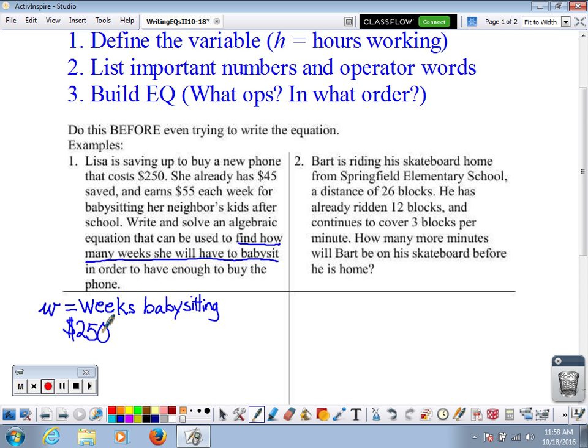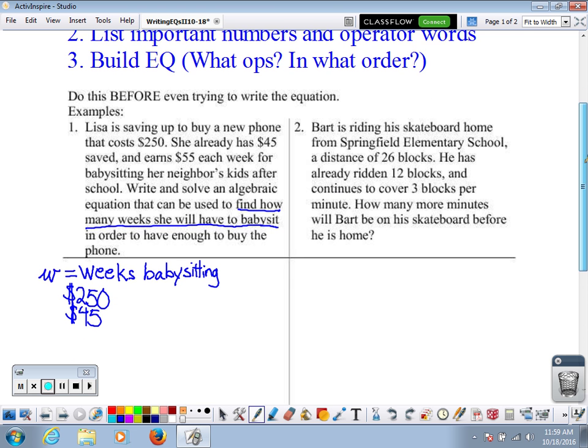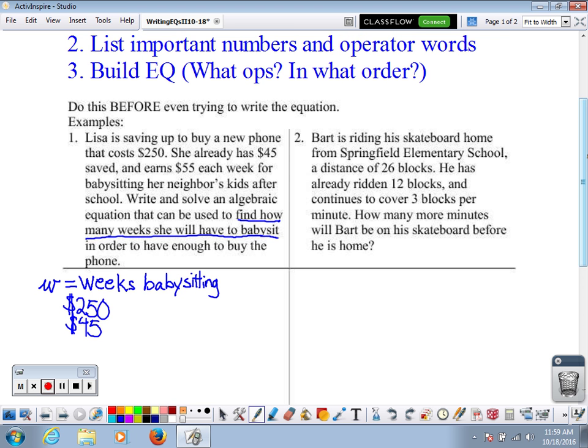Okay, she already has $45 saved up. Okay, so that seems important, $45. And she saves $55 each week for babysitting her neighbor's kids after school. Okay, so $55 each week for babysitting her neighbor's kids after school. Write and solve an algebraic equation that can be used to find how many weeks she'll have to babysit in order to have enough money to buy the phone.